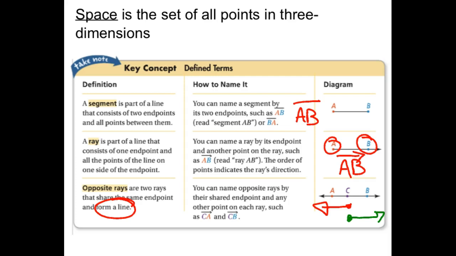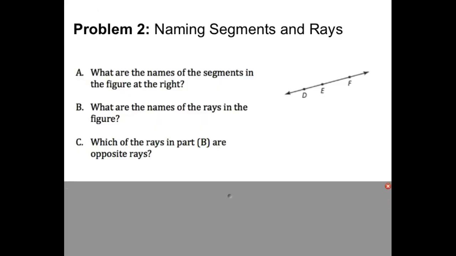So let's do some naming of some segments and some rays now. It says, what are the names of the segments in the figure at the right? So let's start with that one. There's a lot of segments. But remember, a segment is made up of 2 endpoints, so you have to find 2 endpoints. We find one. Here's D. We pick another endpoint, maybe F. From D to F is a segment, so we name it DF.